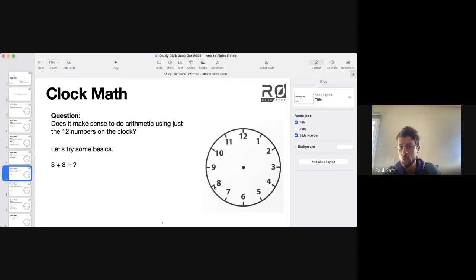OK, so I'm going to just do 8 plus 8 here. I'm starting at 8, and I'm going to count 8 around the clock. 8 plus 8 is plus 1, 2, 3, 4, 5, 6, 7, 8. It looks like 8 plus 8 is 4 on the clock.